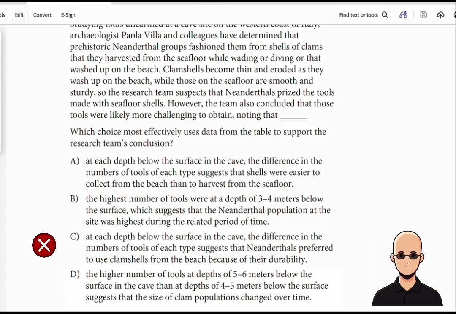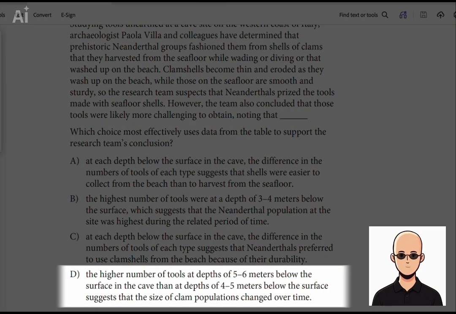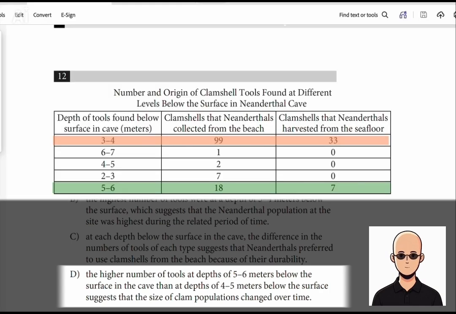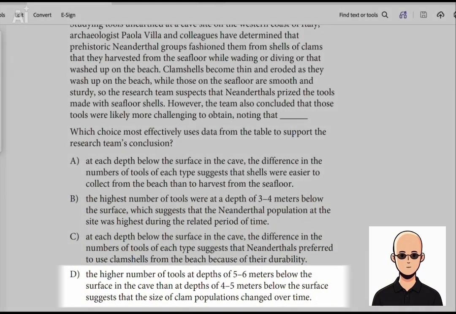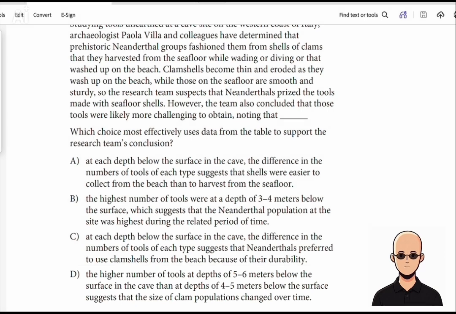Cross it out. D. The higher number of tools at depths of 5 to 6 meters below the surface of the cave than at depths of 4 to 5 meters below the surface suggests that the size of clam populations changed over time. This does match the table. The number of tools increases at 5 to 6 meters, but as with B and C, this doesn't compare the beach and seafloor clamshells or explain why the seafloor clamshells were harder to obtain. So, that leaves us with A as the only possible answer.